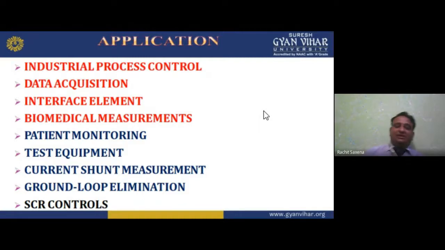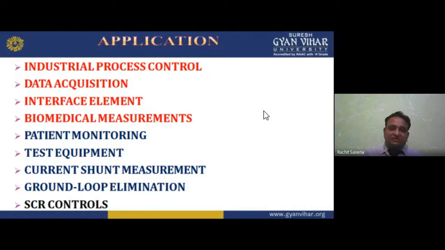Interface the element. If I'm connecting one element to another, I have to make an isolation between them. If I am connecting electrical components, I have to make some isolation between these two. So if I have to make the isolation, I need this isolation amplifier. So interface element.